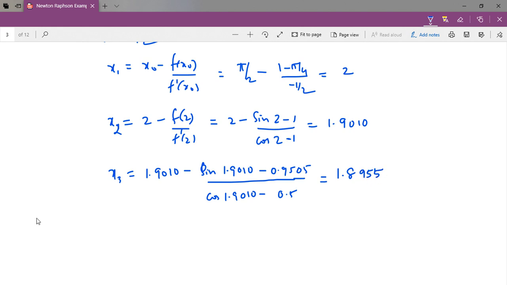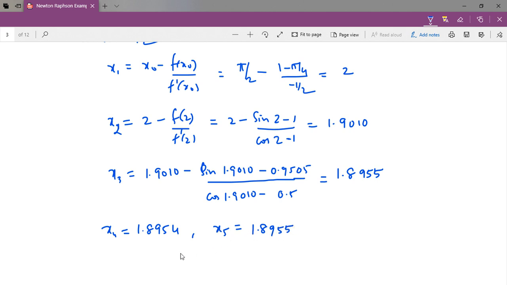1.8955. Okay. Similarly, go for x4. x4 using x3. x4 gives you 1.8954 and x5. x5 gives you 1.8955.